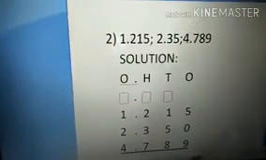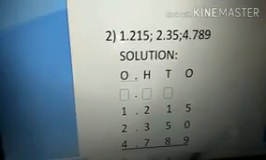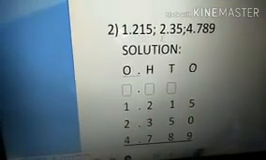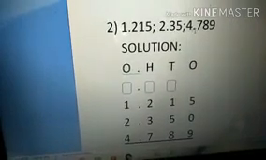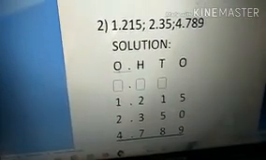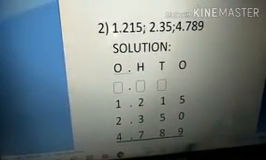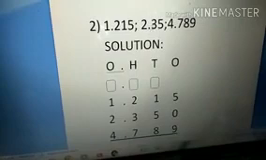Our second problem is 1.215, 2.35 and 4.789. Our solution: first you refer all the digits before and after the decimal, children.